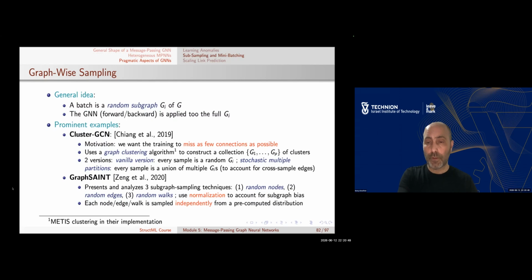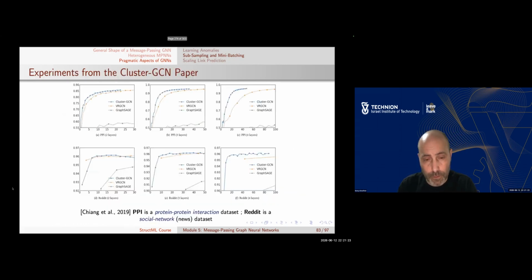And each of these is based on some independent sampling. So you choose independently nodes, edges, or random walks, but these are not IID samples. It may be the case that some nodes have a higher probability, like they have high degree. So the distribution, which is not necessarily uniform, is pre-computed, and you use this distribution in order to choose your random graphs.